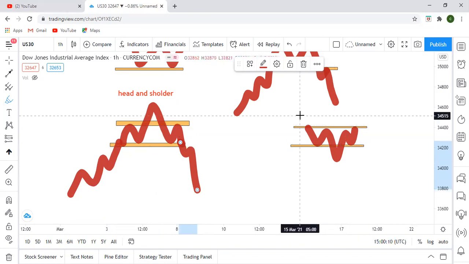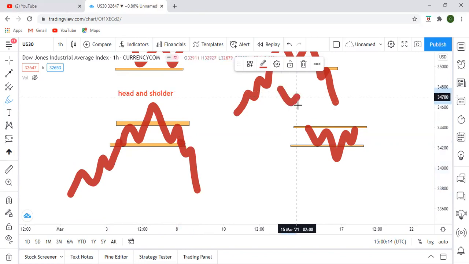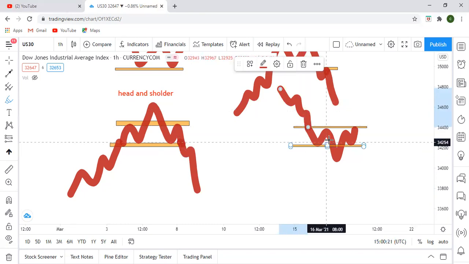This inverse head and shoulder, the market was on your downtrend, and then it reached your overall selling pressure, which means sellers are exhausted, and then buyers are starting to kick in the market. So this happens on your downtrend. Basically, the market is telling you that right now I'm reversing, I'm forming an uptrend.